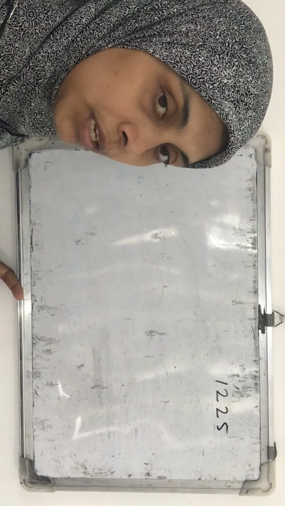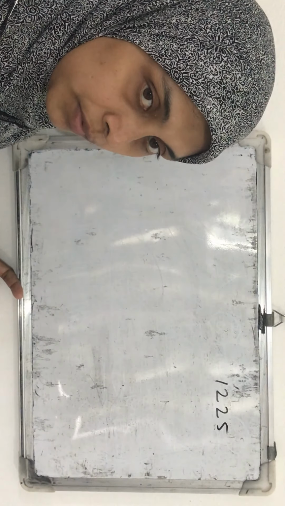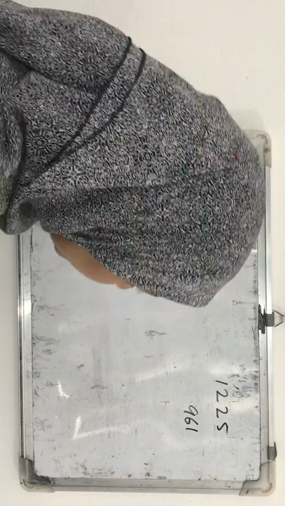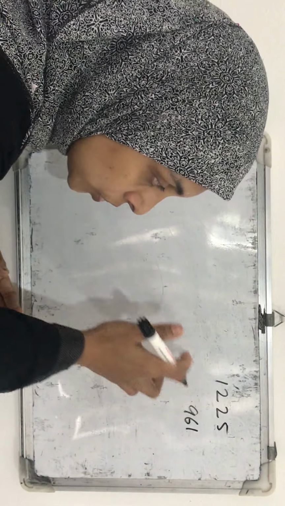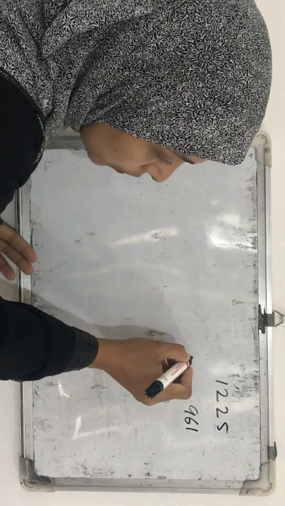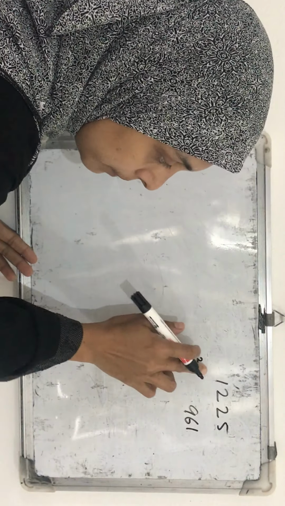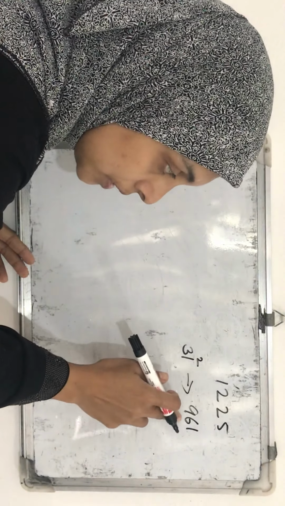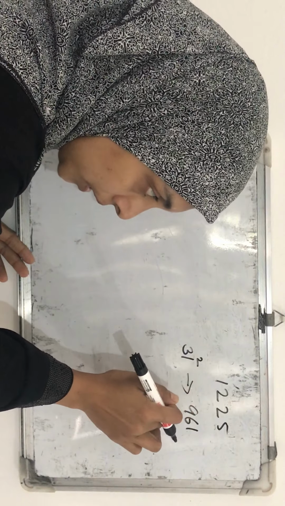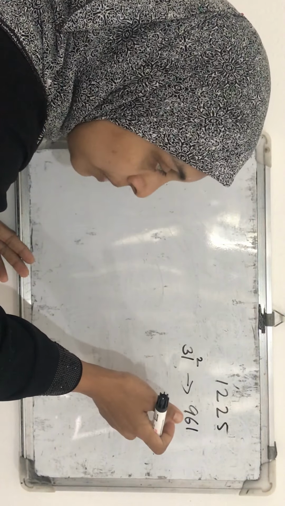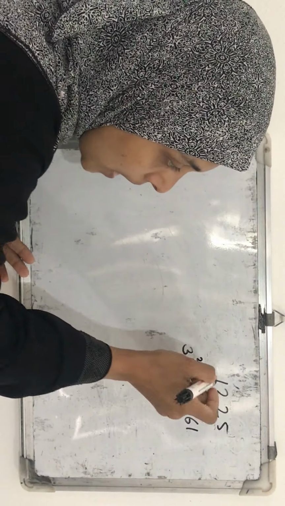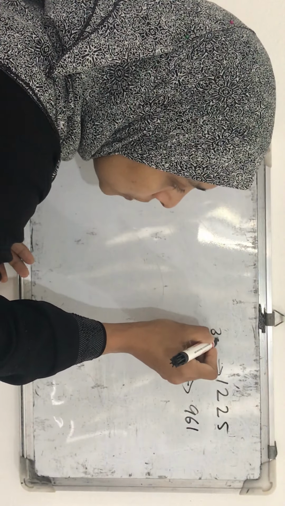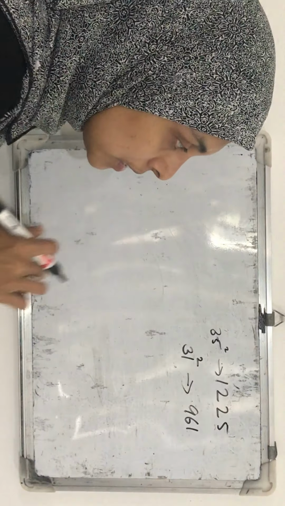In some cases, if it is a 3-digit number, suppose 961. 961 is a square number, and when we find its square root, we know it is the square of 31. The square of 31 is 961. Now in this case also, if the square number has 3 digits, its square root has 2 digits. And if the square number has 4 digits, like 35 squared, in that case also it is 2 digits.